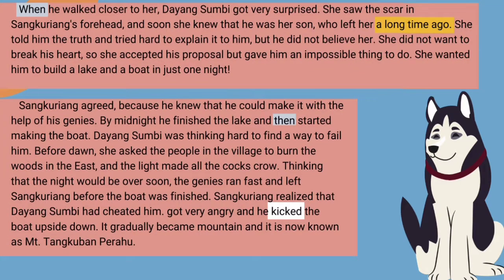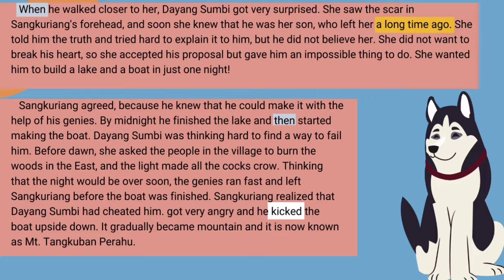When he walked closer to her, Dayong Sumbi got very surprised. She saw the scar on Sangkuryang's forehead, and soon she knew that he was her son, who left her a long time ago. She told him the truth and tried hard to explain it to him, but he did not believe her. She did not want to break his heart, so she accepted his proposal but gave him an impossible thing to do. She wanted him to build a lake and a boat in just one night.